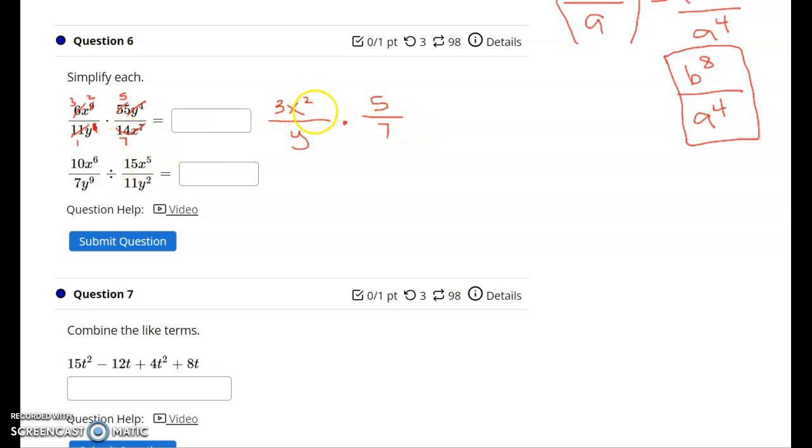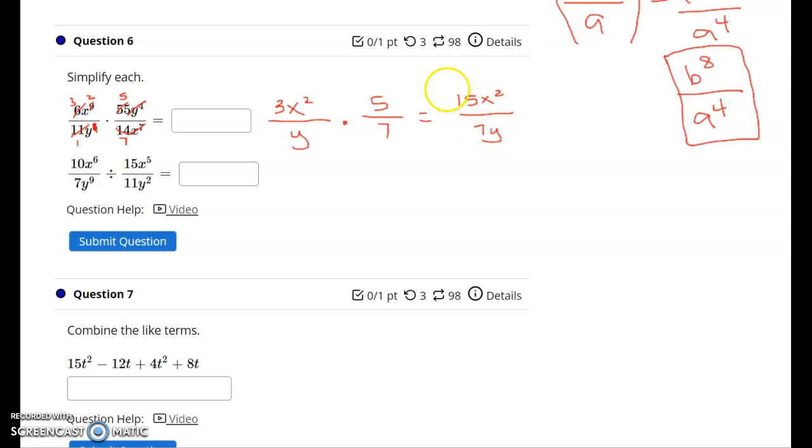Okay, so let's make sure we have everything left that we needed to. We've got that x squared and the y, 5 and the 7, 3 and the 1. And now we just multiply straight across the top. So 3x squared times 5 is 15x squared. And then y times 7 is just 7y.